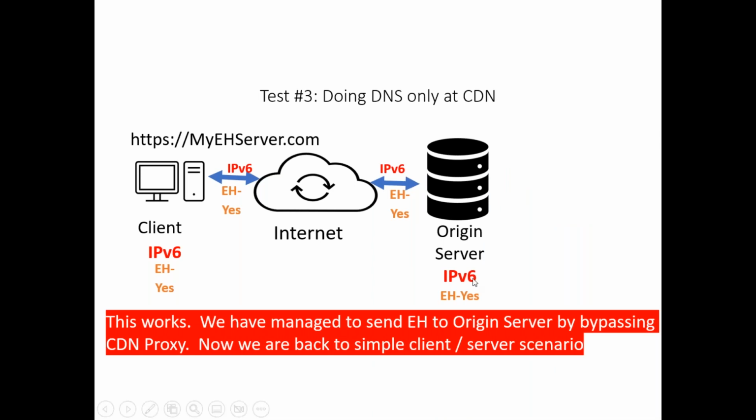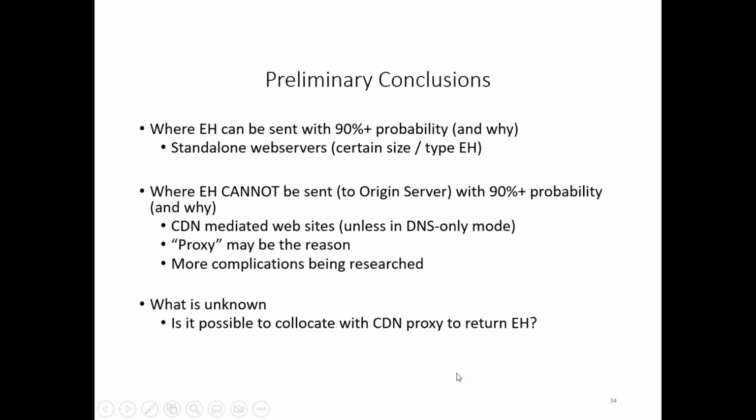The one thing that does work when you want to get EH to the origin server is if you let the CDN do only DNS. But then we're back to our standalone server methodology, which is that the CDN is only resolving DNS, but it's essentially resolving it to our origin server. And why anyone would pay for a CDN to do this when Google DNS will do this for free is beyond me. So anyway, that's the story on CDN.